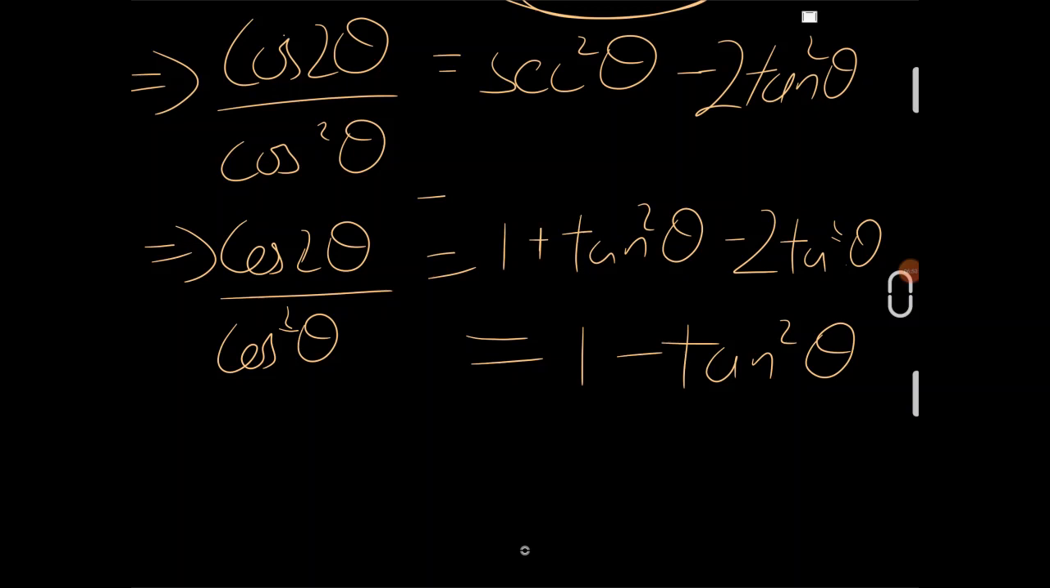But there is one more problem. This cos square is there. What will I do with this cos square? Any idea?